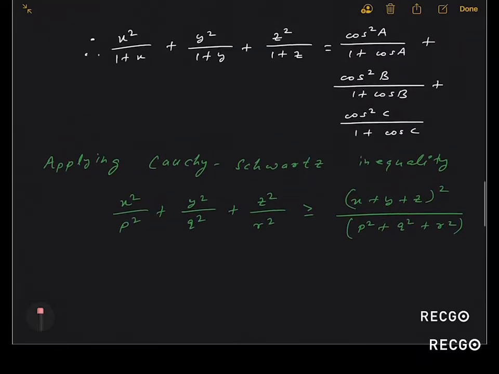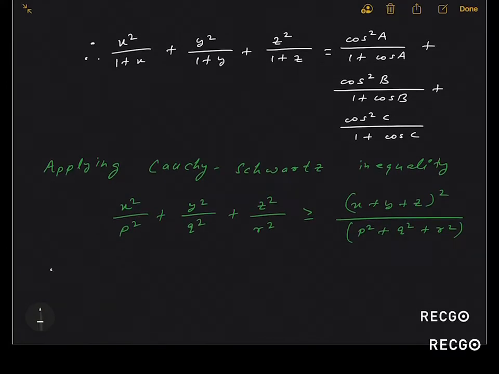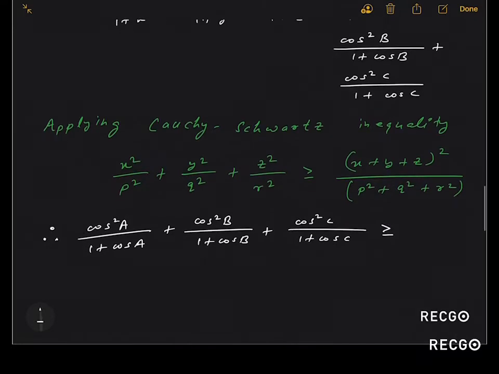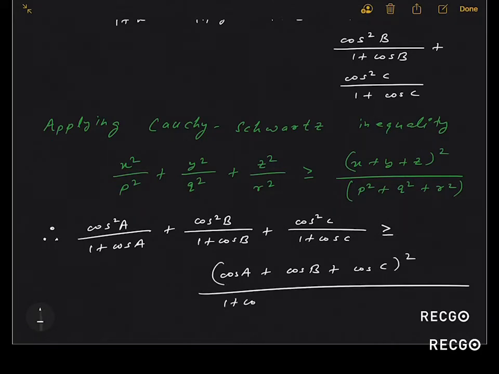And let us see how we can apply this inequality in our sum. Our sum is basically cos²A by 1 plus cos A, cos²B by 1 plus cos B, cos²C by 1 plus cos C. So suppose that x is cos A, which is already the case, and you can assume 1 plus cos A as p². Similarly, 1 plus cos B as q², and 1 plus cos C as r². Applying this inequality, we get cos²A by 1 plus cos A plus cos²B by 1 plus cos B plus cos²C by 1 plus cos C greater than or equal to (cos A + cos B + cos C)² divided by, adding the denominators, 1 plus cos A plus 1 plus cos B plus 1 plus cos C.